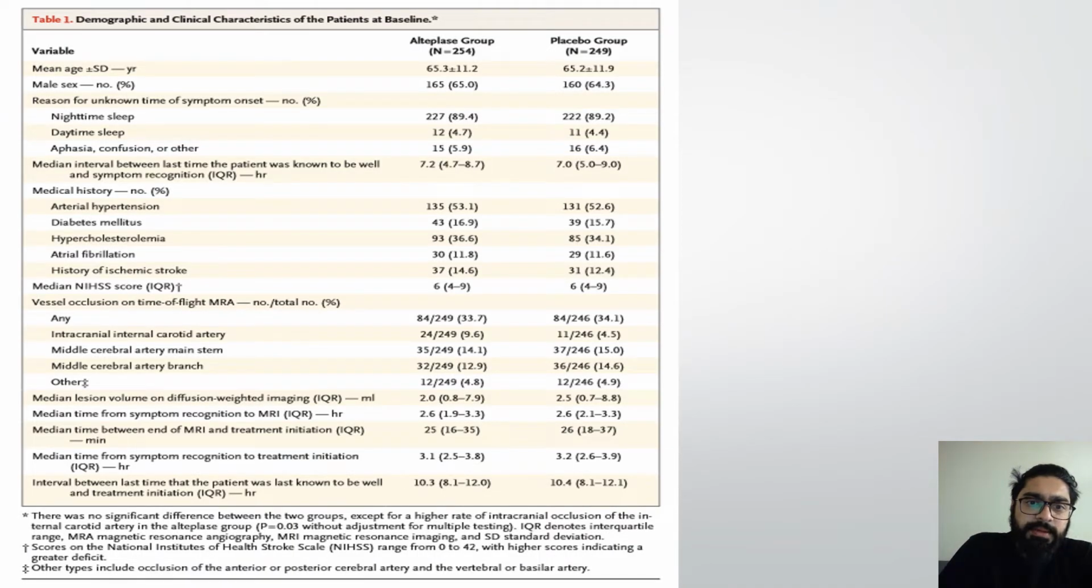This is just the basic demographics of the patient baseline which were enrolled in this trial, and you can see the groups are fairly well matched on age, on gender, and the rest of the parameters, specifically the NIHSS score, the diffusion weighted imaging lesion volume, the time from symptom recognition to the MRI, the median time of initiation of the thrombolysis, and the comorbidities which were present in this population.